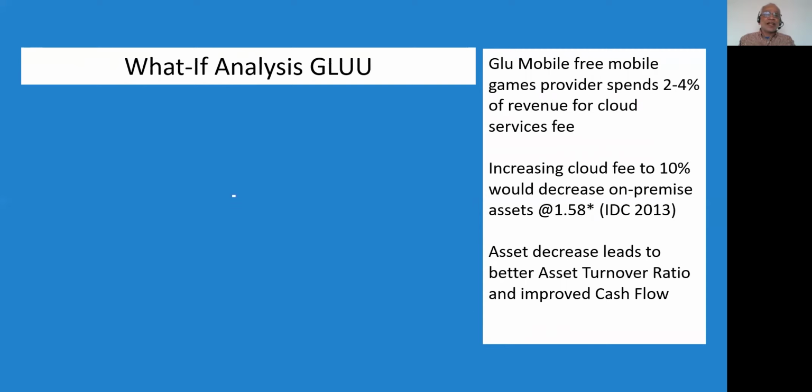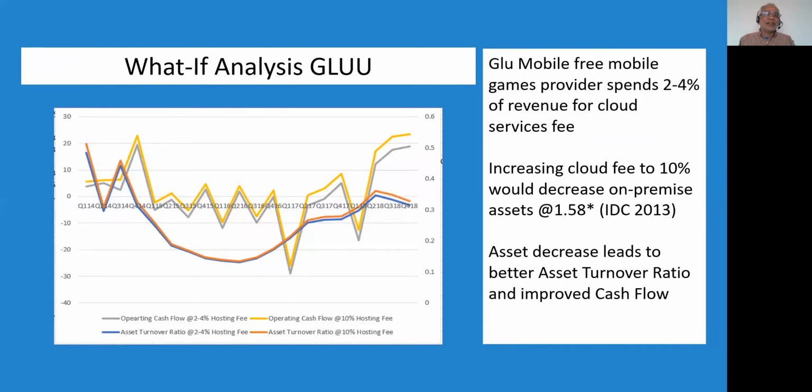We did a what-if analysis of Glu, which is a mobile gaming company. Glu uses around 2 to 4% of their total revenue for subscription fee. Increasing the subscription fee to about 10% instead of the 2 to 4% would decrease their on-premise assets by a factor of 1.58. This asset decrease would lead to a better asset turnover ratio and improved cash flow, as we can see in these 2 graphs.